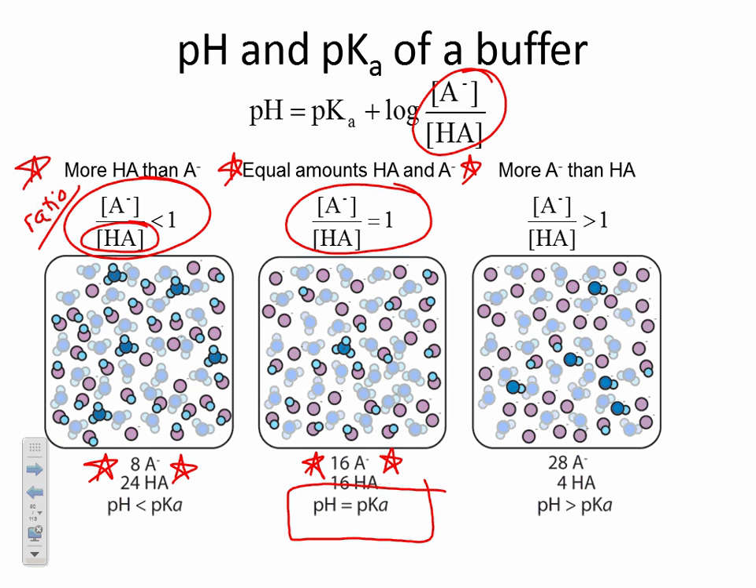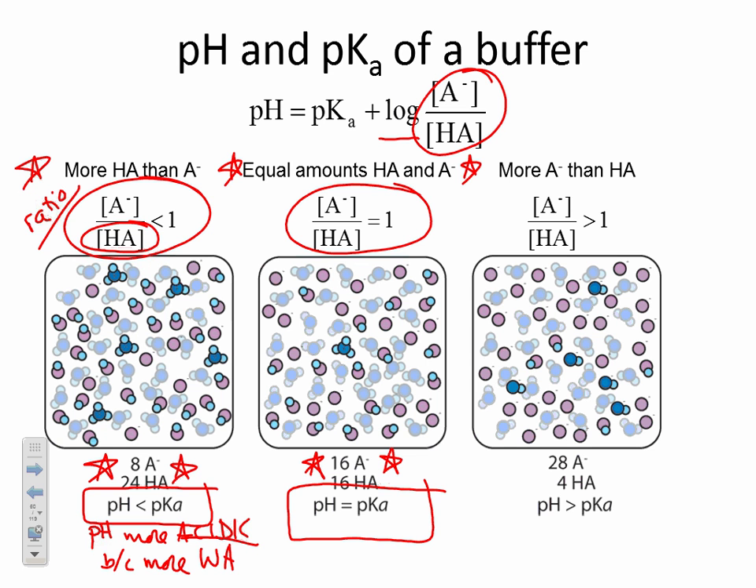We have more HA. That will mean when we plug in a value and take the log of a number that is less than 1, you wind up getting something negative. So we get a pH of our solution that is less than the pKa of the acid component of the buffer. If you think about this, it should make sense. Our pH is more acidic, it's lower, because we have more weak acid.